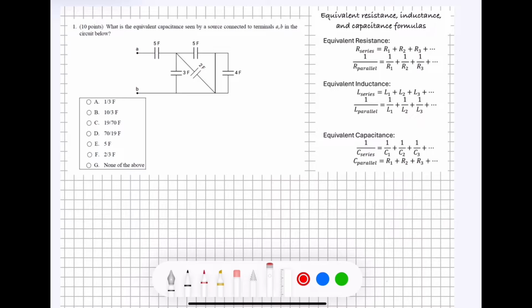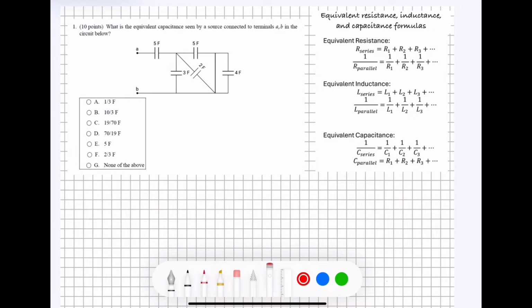An equivalent capacitance basically means what would the capacitance be if instead of having this big circuit here with 5 different capacitors, what would the equivalent capacitance be if we could just connect one capacitor in between these two nodes? What would give us the same value?